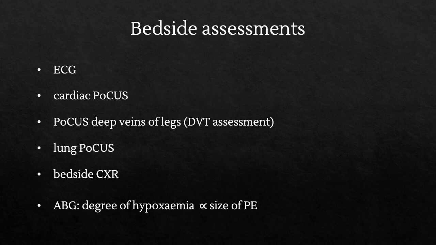You can also do an ABG on this patient, which will show a reduced partial O2, and that is in keeping with the size of the PE. So the larger the PE, the lower your PaO2 will be.